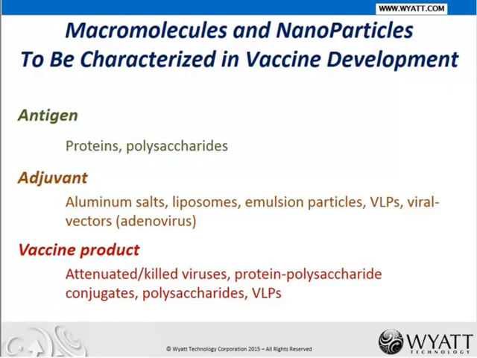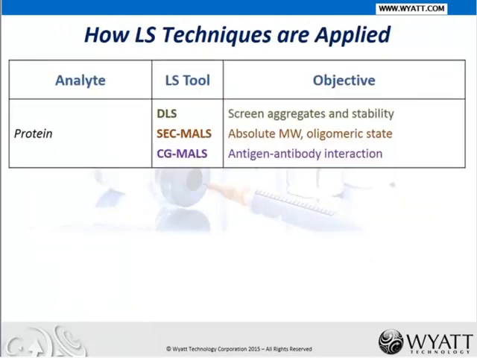Now I will recategorize those different compounds into three major groups of analytes and discuss how light scattering techniques can be used to characterize those analytes. The first group is protein. We can use dynamic light scattering to screen aggregates, also to study the stability of the protein solution.